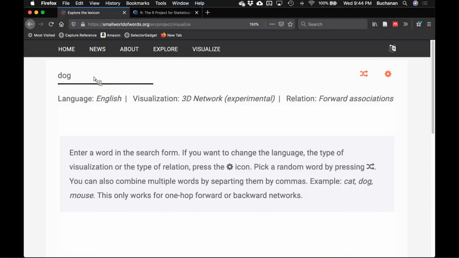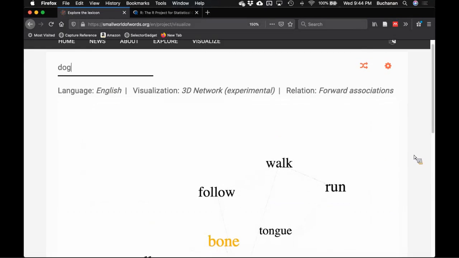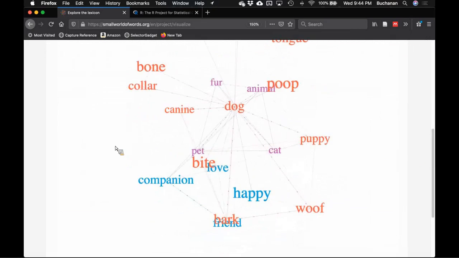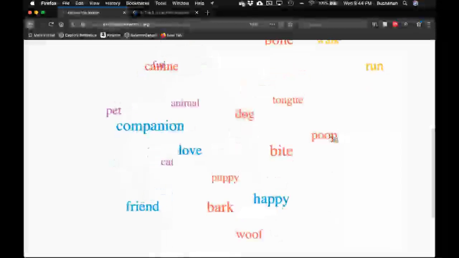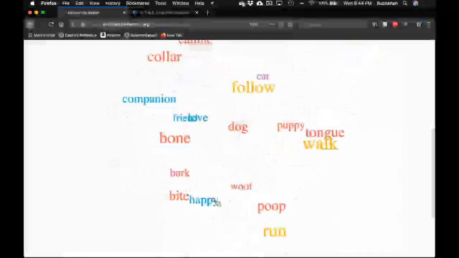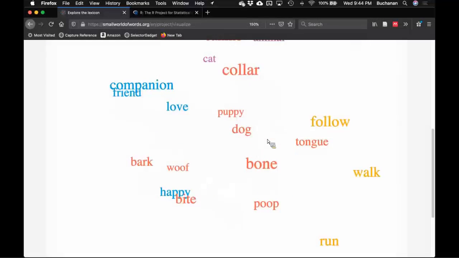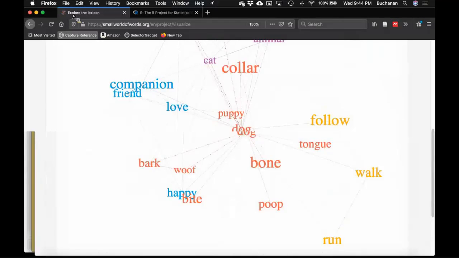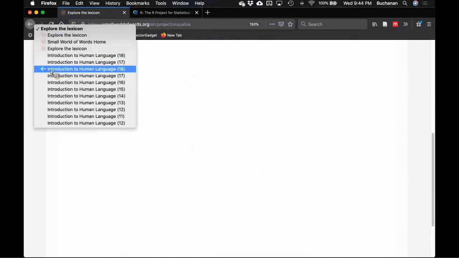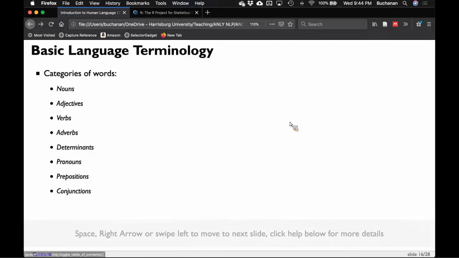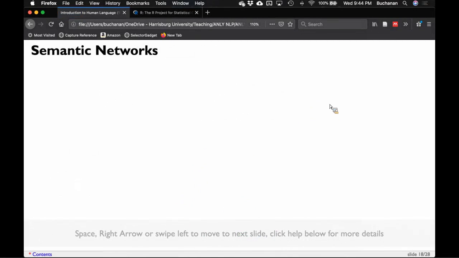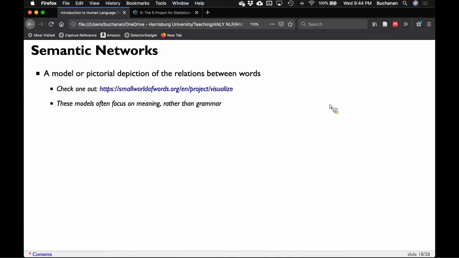This time of dog. The cool thing about the 3D pictures is that you can turn them in 3D. So you can see what words are more related or less related. The distance here is the relationship. Small World of Words, right? And these models focus on meaning rather than grammar. So Swiss here should be connected to holes.